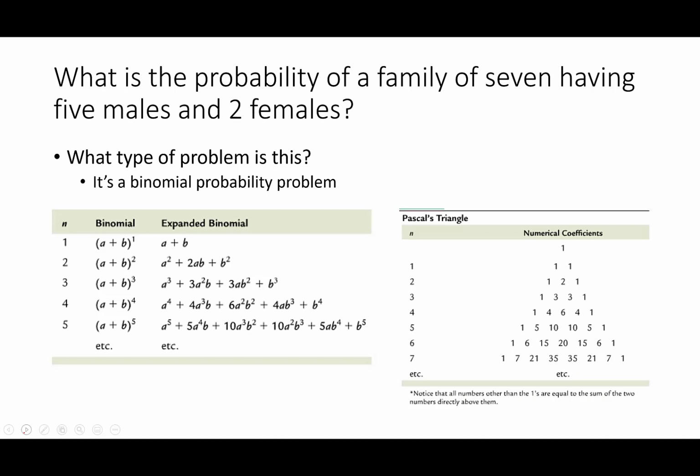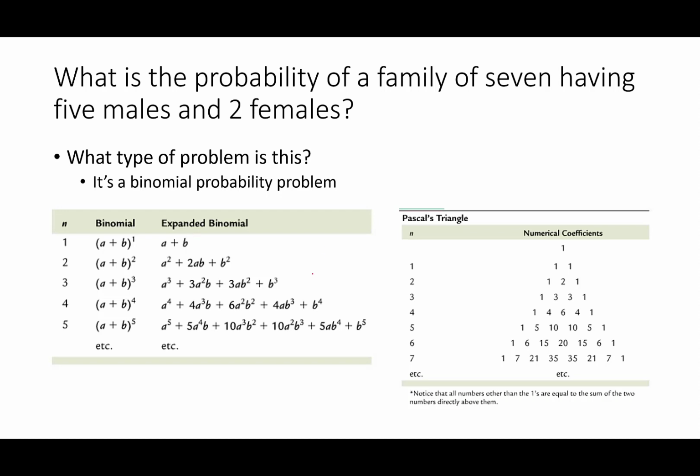Let's give an even trickier question. What is the probability of a family of 7 having 5 males and 2 females? This question is now getting into what we call binomial probabilities. You may remember binomial probabilities from high school math. A binomial is where you have A plus B and then it's to a power. Well, in this case, we're doing (A plus B) to the 7th power.